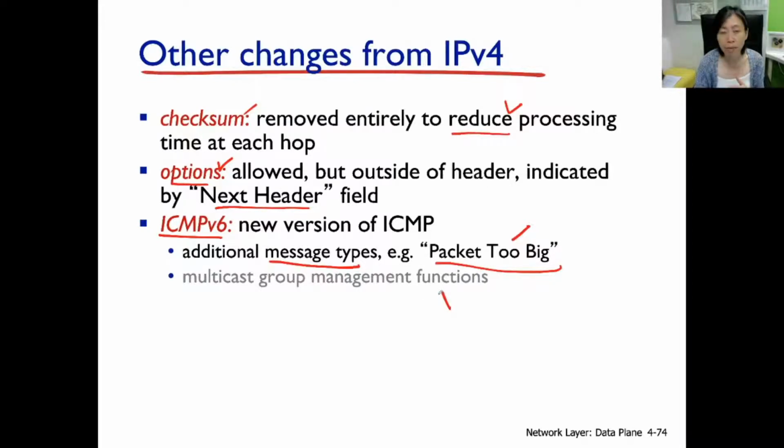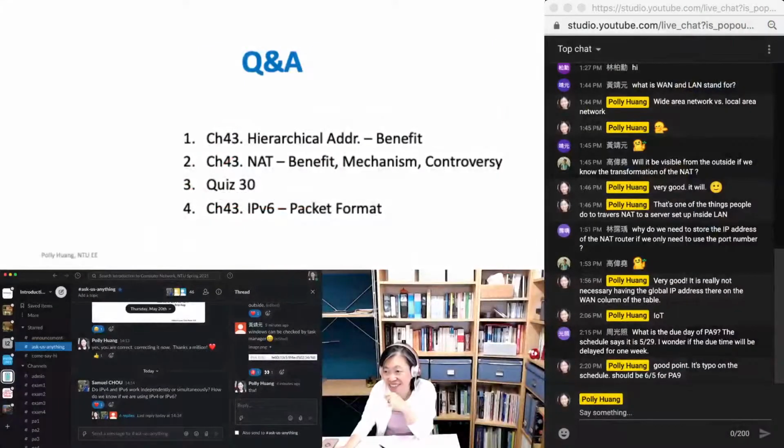We'll just ignore this part. Multicast, we'll just not talk about it at all. It's a can of worms. So this is all right. That's IPv6, and we'll move to the second video of IPv6.